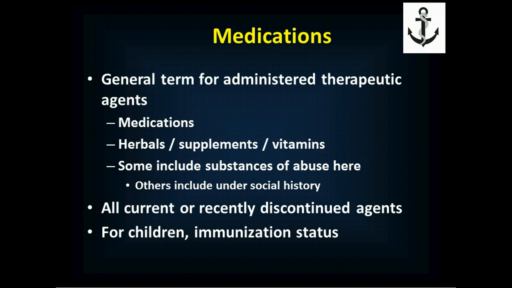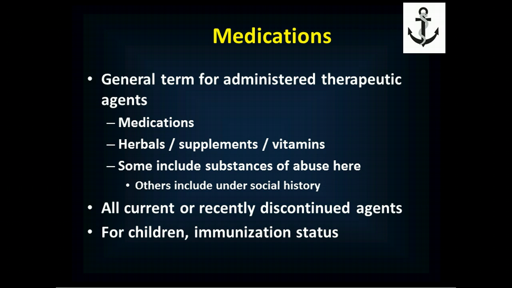You want to list medications that the patient takes, and this is a general term for any self-administered therapeutic agent. So it can include medications, it can include herbals, supplements, and vitamins that patients are taking, and those are relevant. Some of them are highly pharmacologically active, and others tend to interact with medications you might use, so you need to know if they're on them. And then some will include substance abuse history here, so they would include marijuana or cocaine under medications. Others put that under the social history.